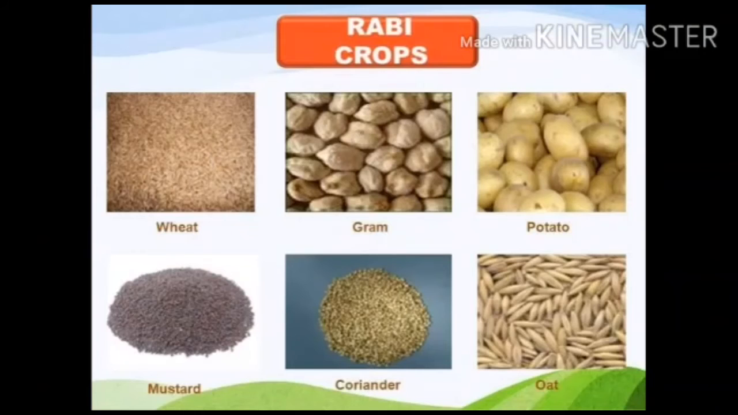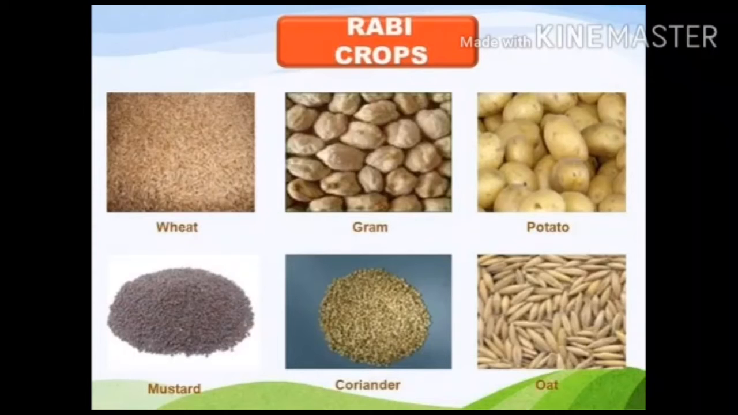The Kharif crops are sown during the monsoon season and are harvested during the late autumn or early winter. Rice, maize, cotton, jute and tea are the major kharif crops. They need a large quantity of water. Rabi crops are referred to as winter crops, while the kharif crops are referred to as monsoon crops.